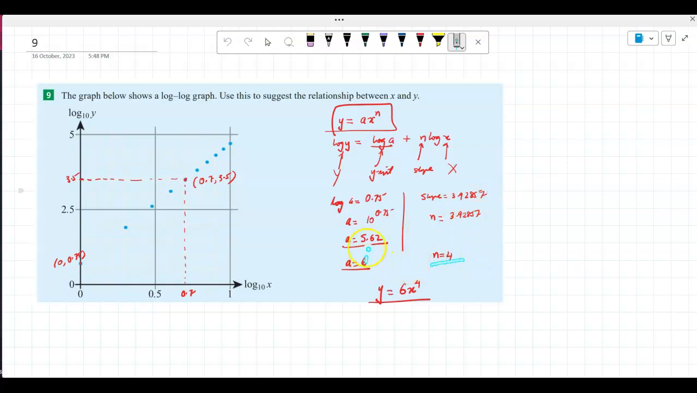Put it back. So your a is 6. Put it back over here. And your n is 4. Put it back over here. This is method 2 of doing it.